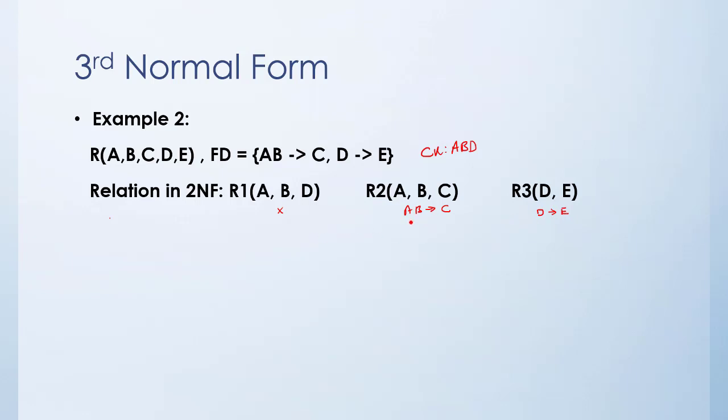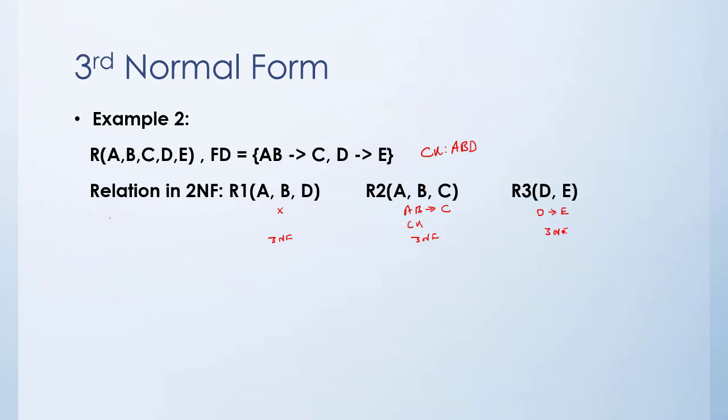So A and B are the two prime attributes, where C is a non-prime attribute, and the non-prime attribute is directly dependent on the candidate key AB. Similarly, in R3, E is the non-prime attribute which is directly dependent on the candidate key D. So R2 is in 3NF and R3 is in 3NF. So we can say that R1 is in 3NF. Similarly, R2 is in 3NF and R3 is in 3NF. So no need for decomposition to make it in 3NF.